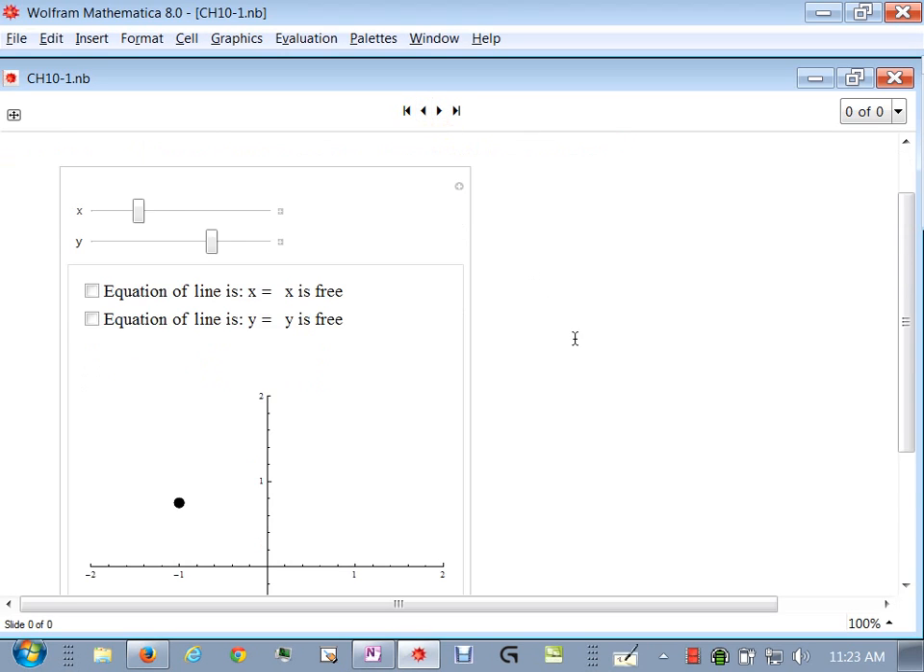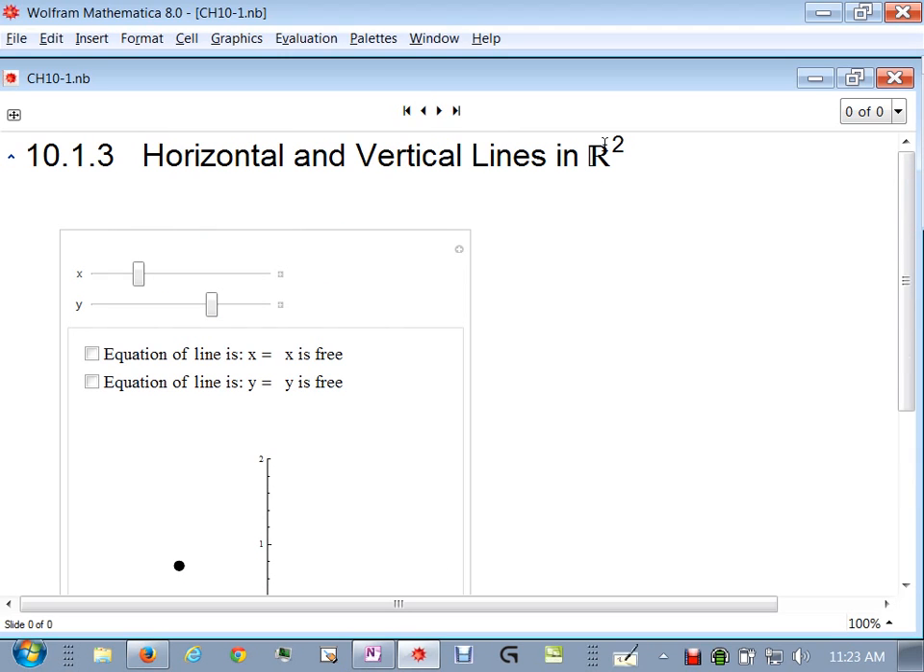So what if I sit there and I say you're in two-dimensional space, all right? You're in two-dimensional space.